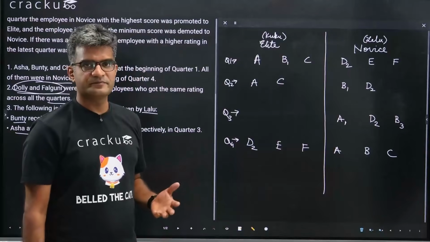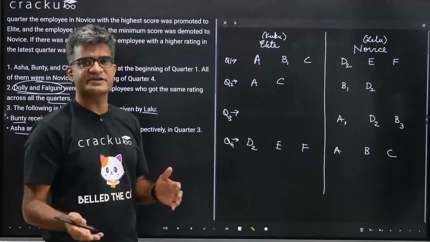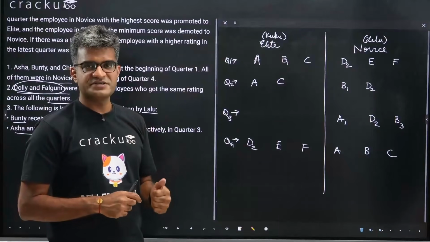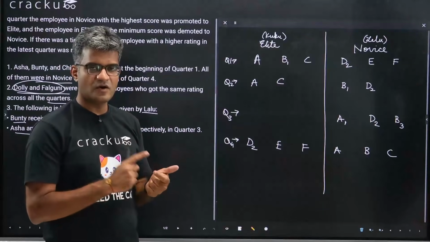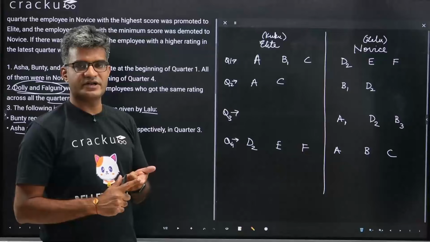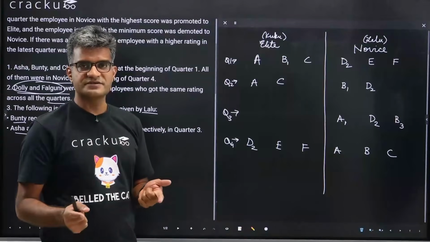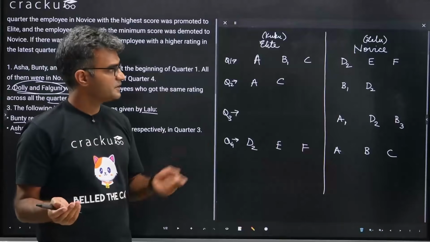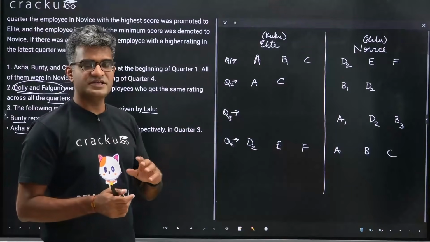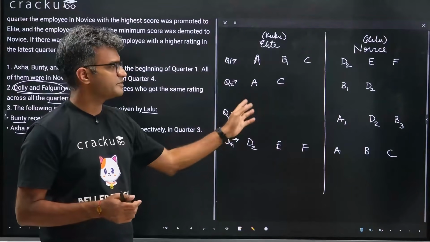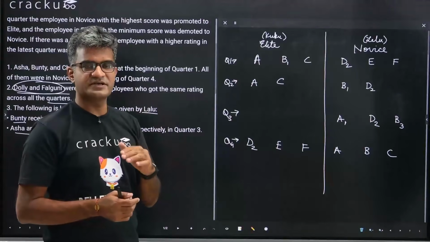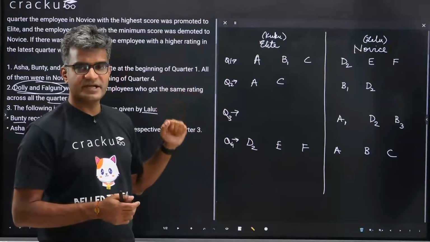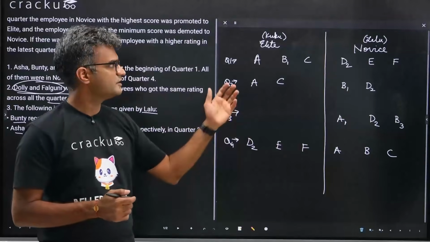What about Falguni? Falguni also got the same rating. That rating cannot be 2 because Dolly got a rating of 2. So, Falguni's rating has to be either 1 or 3. That is, Falguni got a rating of 1 in each of the 4 quarters or Falguni got a rating of 3 in each of the 4 quarters. Now, Falguni cannot get a rating of 1 in each of the quarters because then she would never be promoted. If she was always performing at the bottom of her batch, there is no way she would be promoted to elite. At some point, she has to be at the top of the Novice batch.